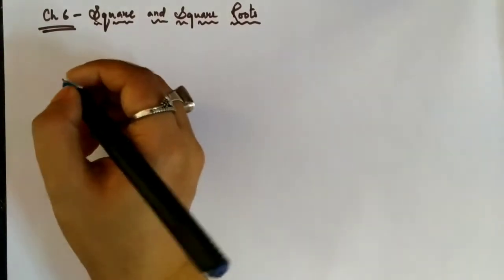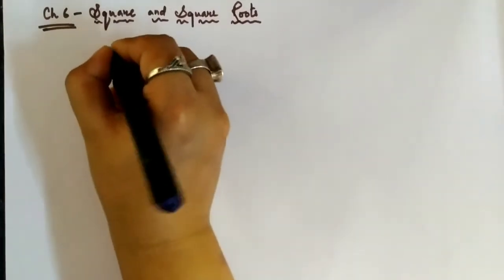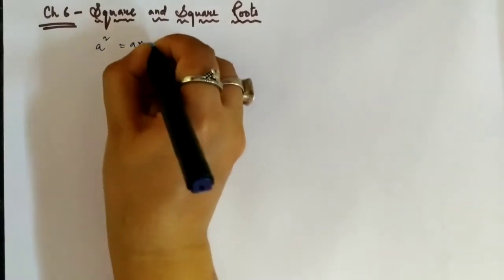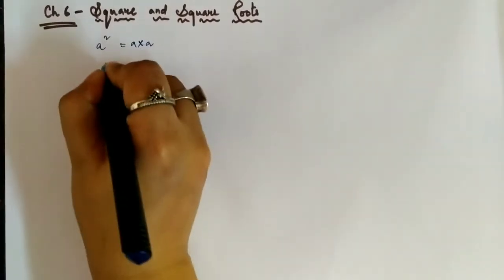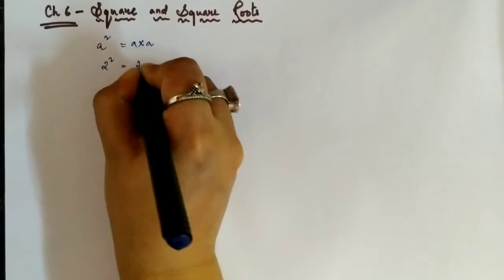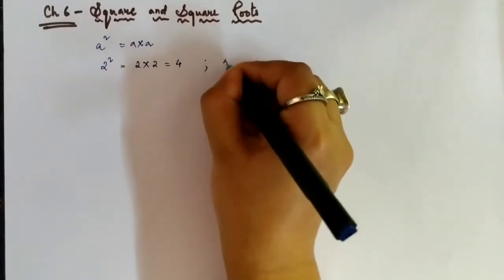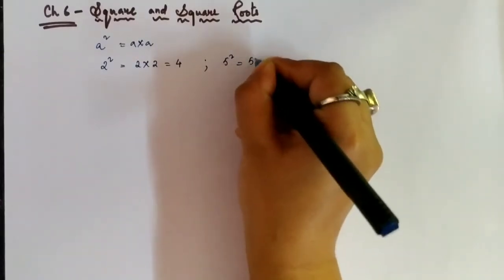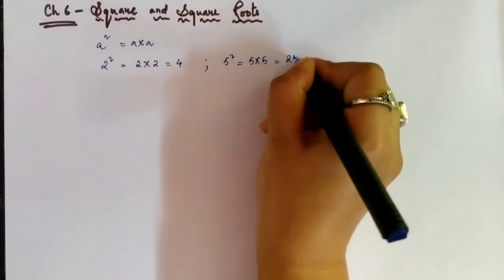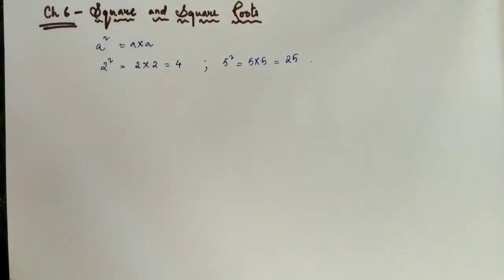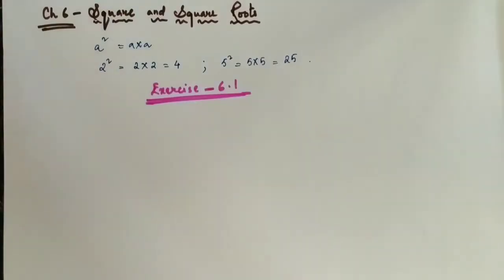All of us know what the square of a number is. A square of a number is a number multiplied by itself. Suppose there is a number, say a square. A square means a into a. For example, 2 square means 2 into 2, which is equal to 4. Another number, say 5 square, will be 5 into 5, which is equal to 25. In this way we'll find the square of different numbers. Let's get started with exercise 6.1.